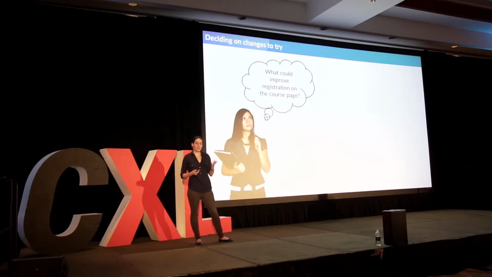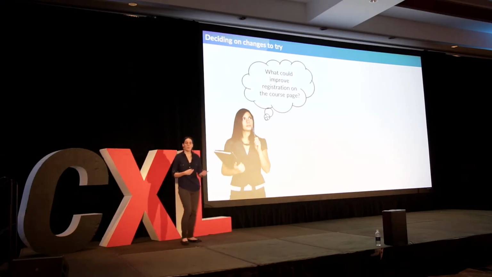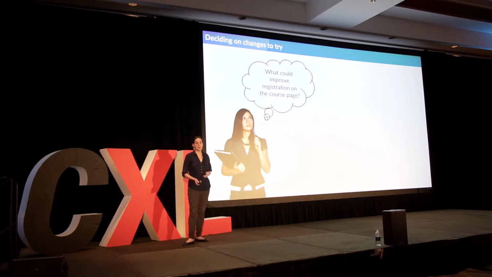Now, how do we decide what changes to try? So we might put on our hats, it might be a product manager or growth, and we say, what could improve the registration rate on the course page? What about adding a registration form right on the page so you don't have to click a button? Sounds good. Adding user testimonials.